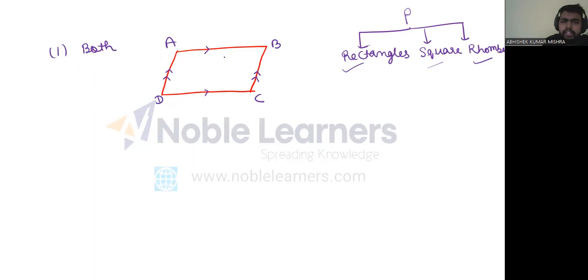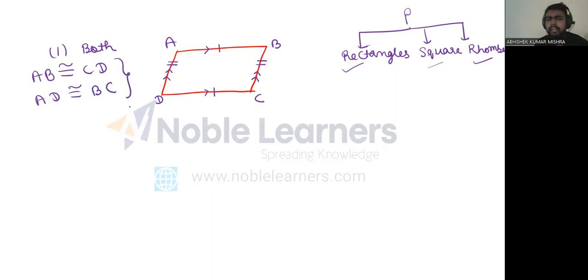So therefore, if AB is congruent or equal to CD and AD is congruent and equal to BC, that is a parallelogram. So for being a parallelogram, both the opposite sides must be congruent. So I'm writing it, AB is congruent to CD and AD is congruent to BC. If simultaneously this condition would be fulfilled, my quadrilateral would be a parallelogram.